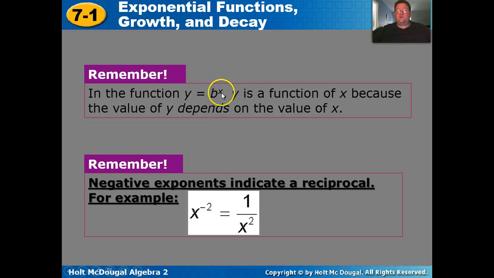In the function y equals b to the x, y is a function of x because it depends on x. Y is the dependent variable, x is the independent variable.